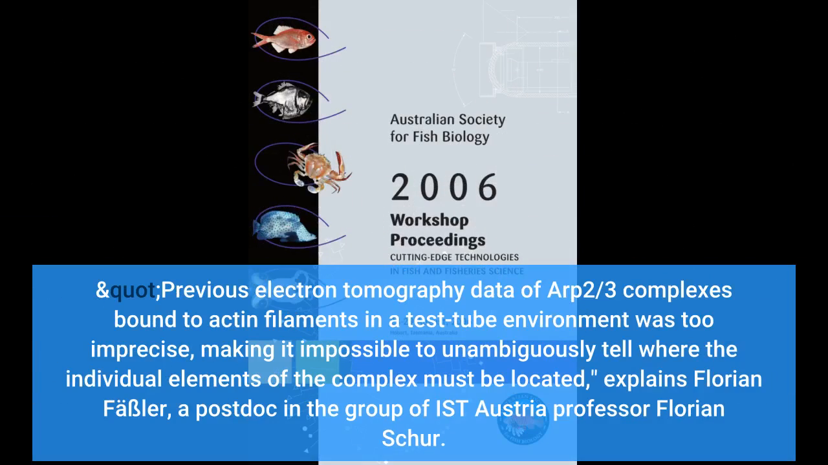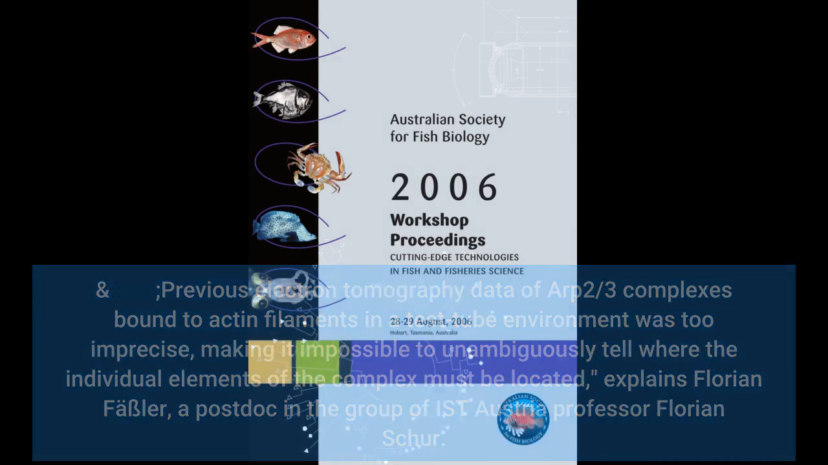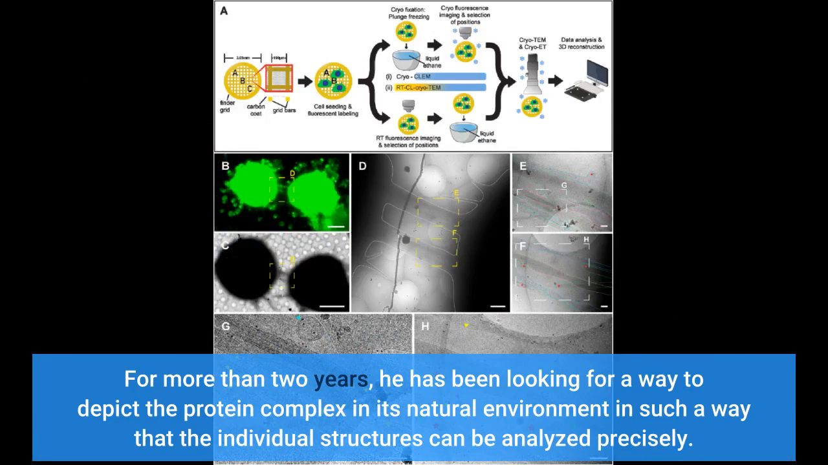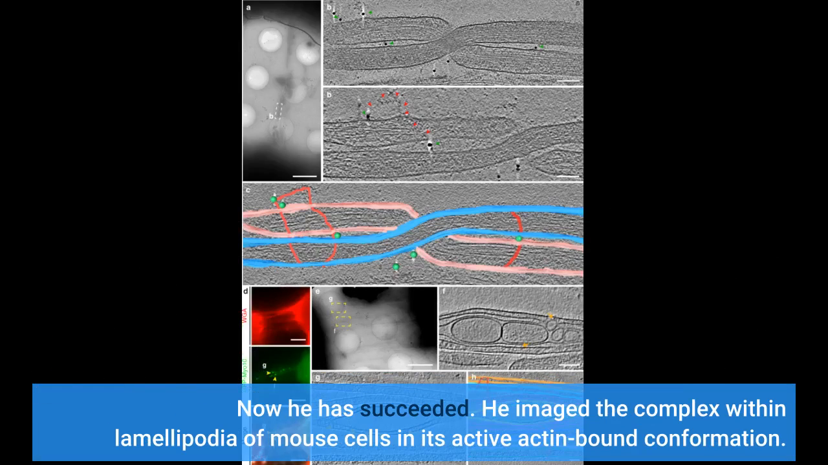Previous electron tomography data of ARP 2/3 complexes bound to actin filaments in a test tube environment was too imprecise, making it impossible to unambiguously tell where the individual elements of the complex must be located, explains Florian Fäßler, a postdoc in the group of IST Austria Professor Florian Schur. For more than 2 years, he has been looking for a way to depict the protein complex in its natural environment in such a way that the individual structures can be analyzed precisely. Now he has succeeded. He imaged the complex within lamellipodia of mouse cells in its active actin-bound conformation.